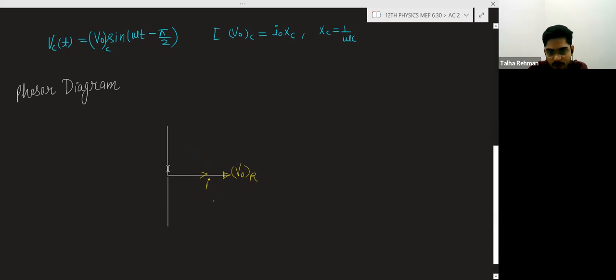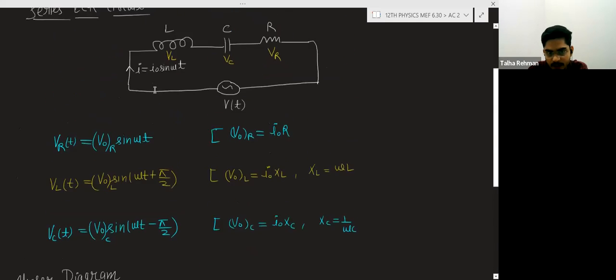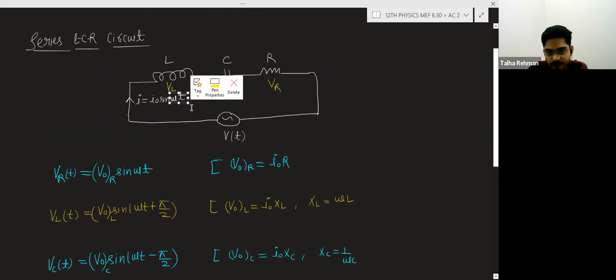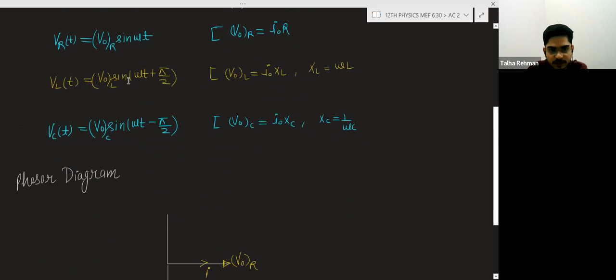Now this is the current. For the inductor, the phase of the current is omega t, and the phase of the voltage is omega t plus pi by 2. Which means in the case of the inductor, the voltage leads the current by pi by 2. So this will be the voltage across the inductor, leading the current by pi by 2. This is the peak value of the voltage across the inductor.